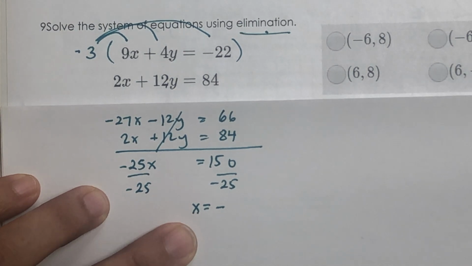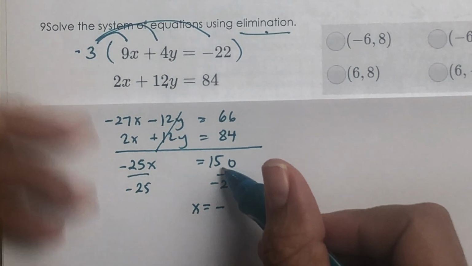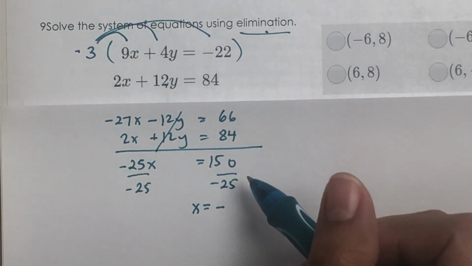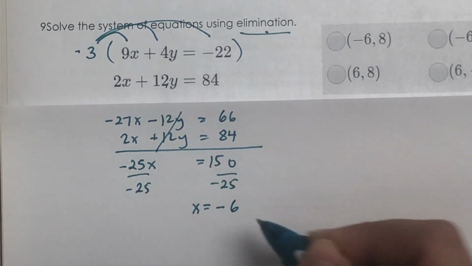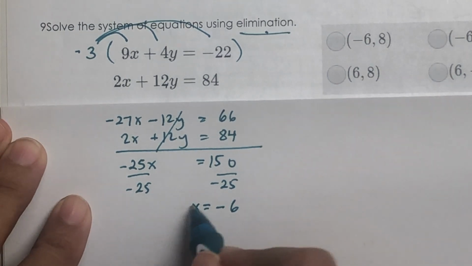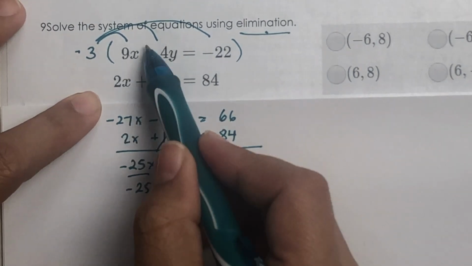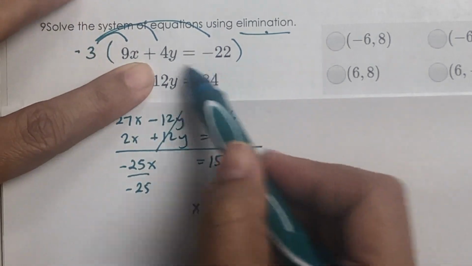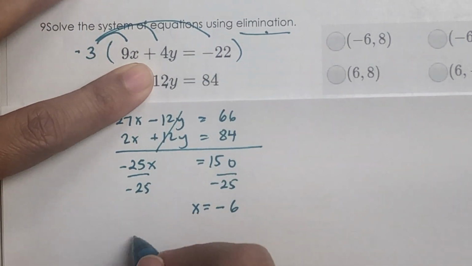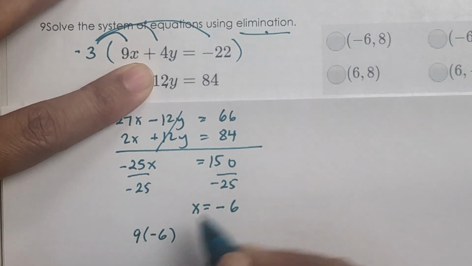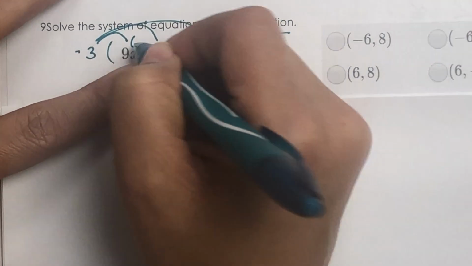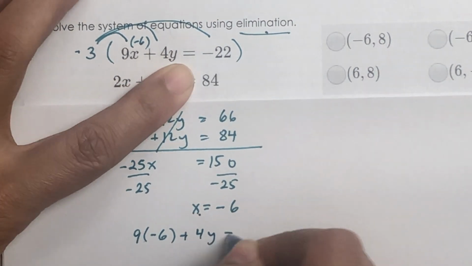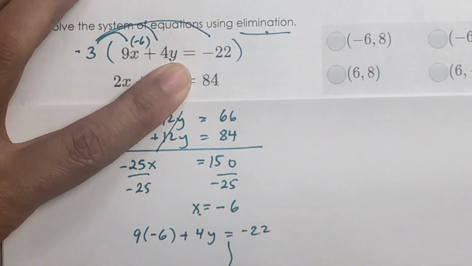25 goes, how many quarters do you have in $1.50? That's really what that's asking. But again, use a calculator. So 6. Now that I have what x is, I'm going to pick whichever equation looks the easiest. This one has smaller numbers, so I'm going to pick that one. So it's going to be 9 times negative 6, and all I'm doing is replacing the x with the negative 6. Everything else stays the same. 4y equals negative 22. Draw my river.